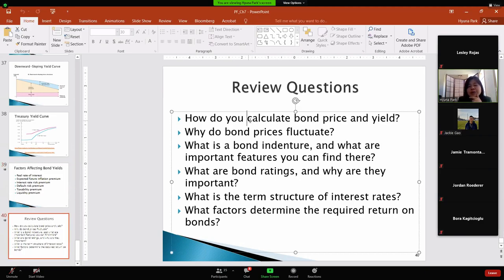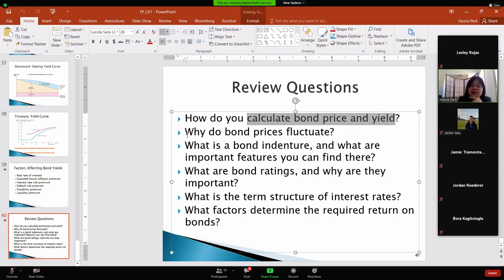So you should be able to calculate bond price and yield. And bond prices fluctuate when interest rate changes. It may be about company specific reasons, issuer specific reasons, or the overall economy. An indenture is a contract, and all important characteristics should be written there. Bond ratings imply credit quality, like AAA, BBB, those things you need to remember. And term structure of interest rates is the relationship between maturity and yield. A graphical illustration of this relationship is what we call the yield curve. There are many factors affecting the required return on a bond, which is yield. So we just went over that concept.